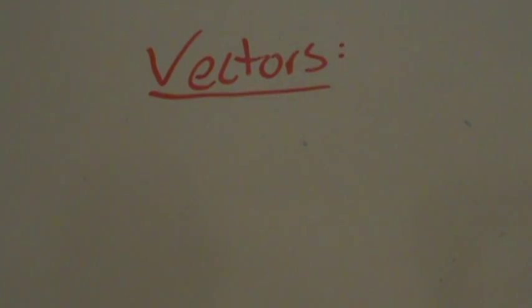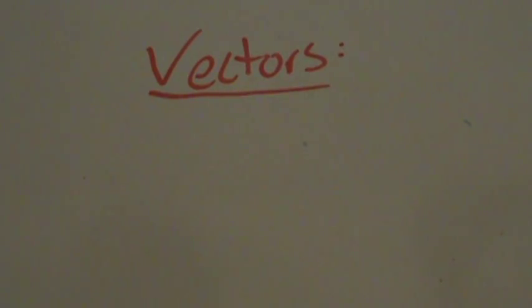Hey there guys, today we're going to talk about vectors, how to represent vectors, components of vectors, and what in general makes a vector. Well, what's unique about a vector is that two things have to be met for it to be a vector. First off, it has to have direction, and second off, it has to have a magnitude.